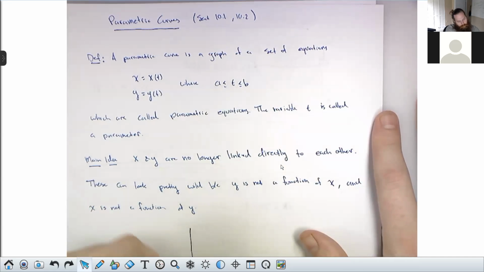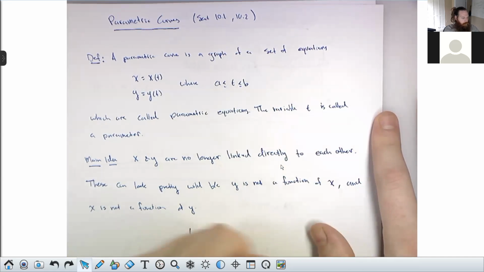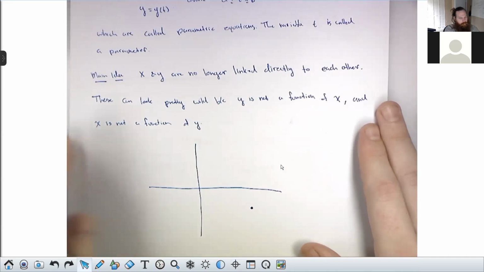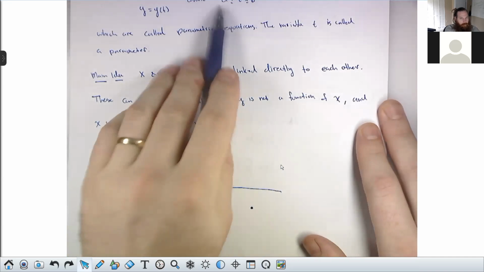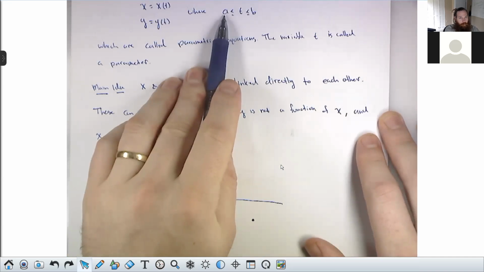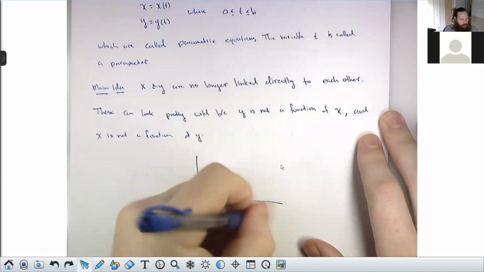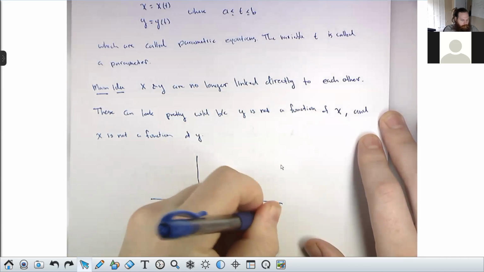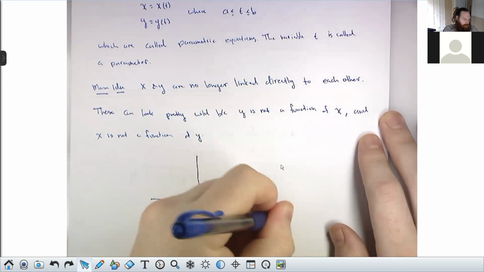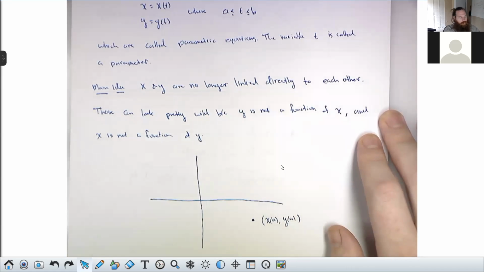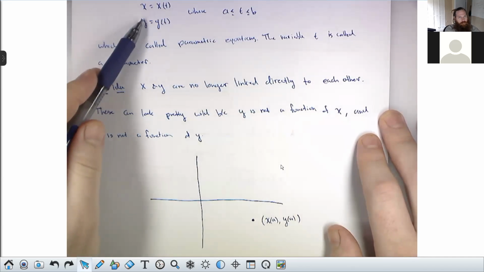So just to draw what a random parametric curve might look like, you would make a table if you didn't know what else to do. When you plug in the earliest t value you're allowed to plug in, you plug that into x and you plug that into y, and that will give you an ordered pair. This would be x of a, comma, y of a. So x and y aren't linked to each other anymore, but they are linked to this variable t.